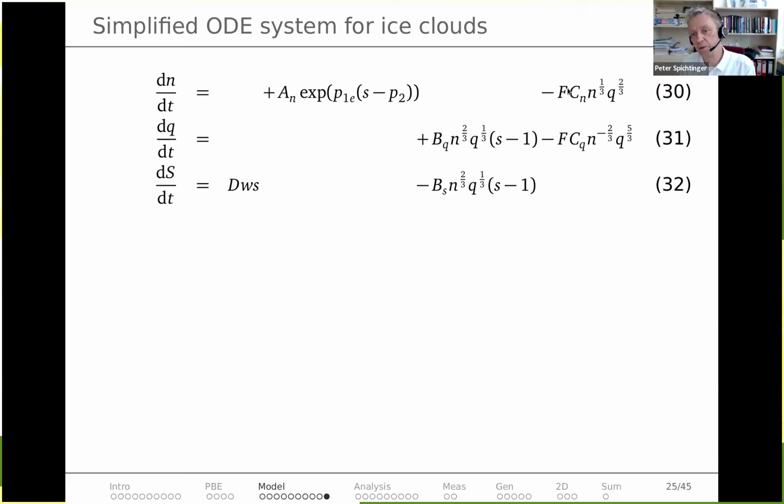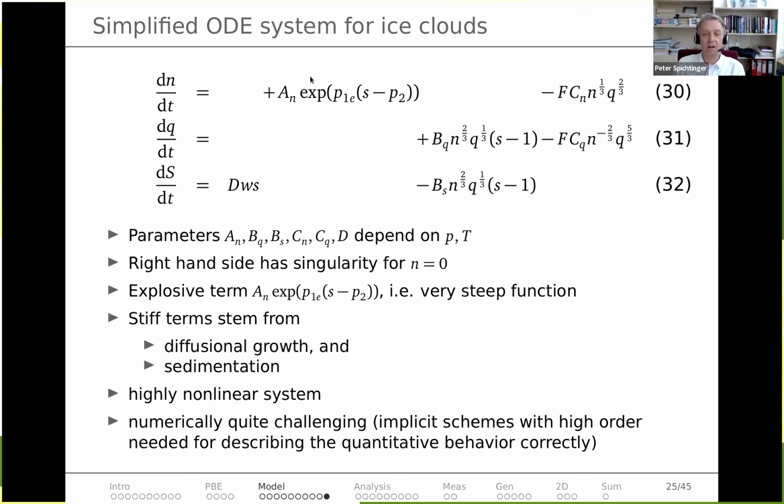So this is the F parameter. If you have F equal 1, you have a box, nothing is falling in, everything is falling out. And you realize that all these parameters depend on pressure and temperature. The right-hand side has a singularity, so it's not so nice. It has an explosive term, so it's very, very steep. You have some stiff terms in terms of numerics.